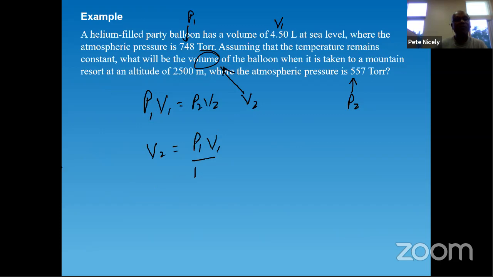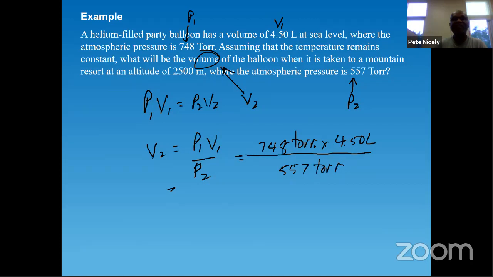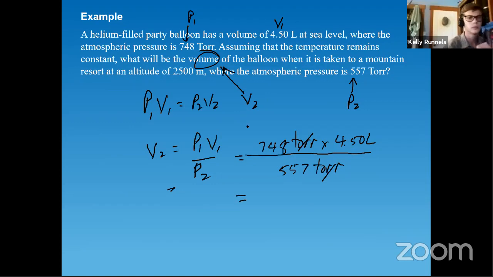P2, all right? And then I put the numbers in. So P1 is equal to 748 torr times V1, which is equal to 4.50 liters, divided by P2, which is 557 torr. Okay, so again, I'm going to need your help since I don't have my calculator to do some number crunching here. So can somebody work this out for me?